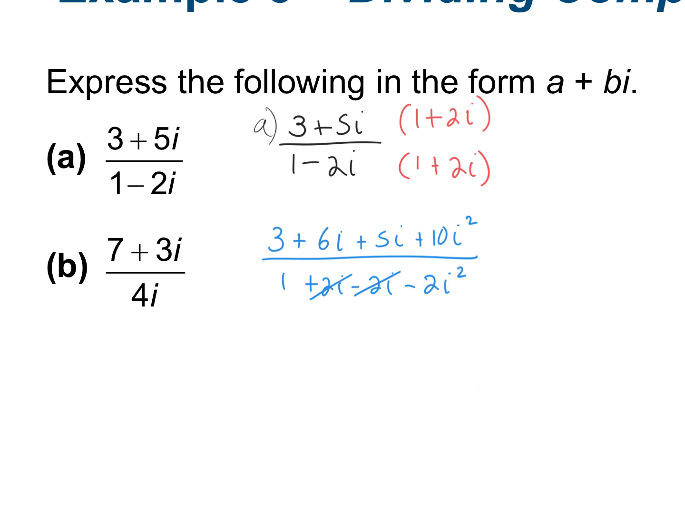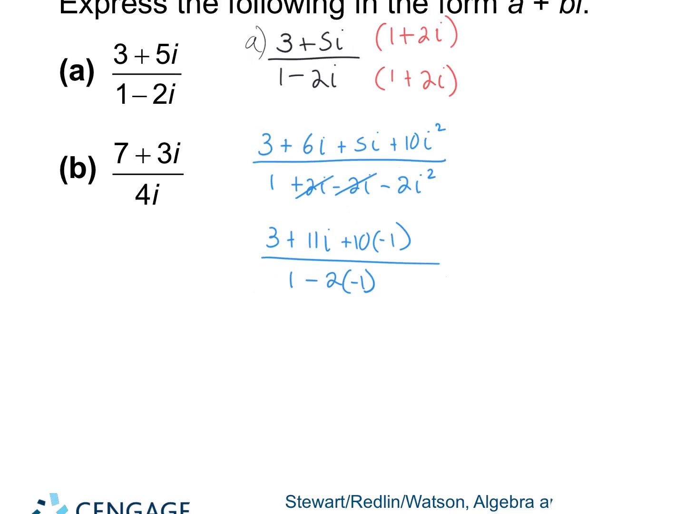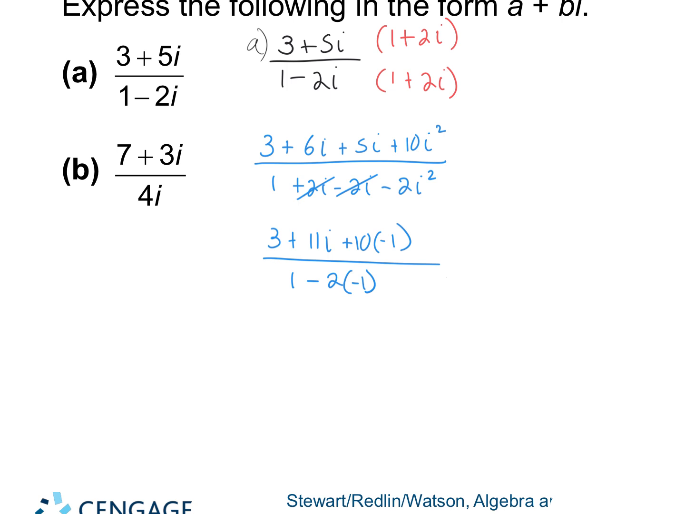I'm going to combine what I can in the top and change everything with an i squared to a negative 1. So I'm going to simplify as much as I can. I get 3 + 11i, plus 10 times negative 1, and then on the bottom 1 minus 2 times negative 1. That simplifies to 3 + 11i - 10 over 1 + 2. So I'm going to get negative 7 + 11i over 3. And that will be your final answer.